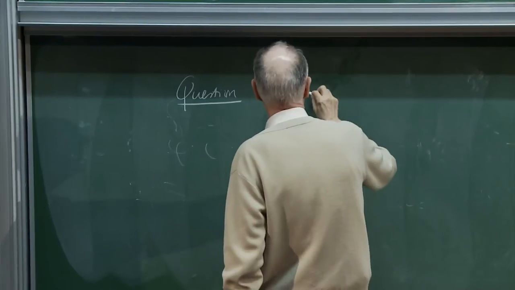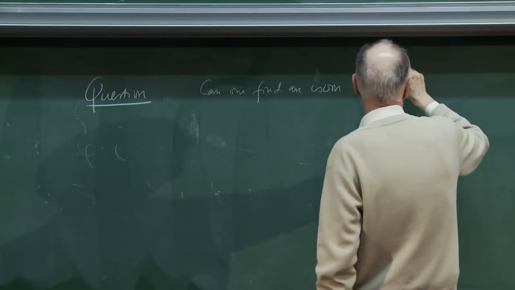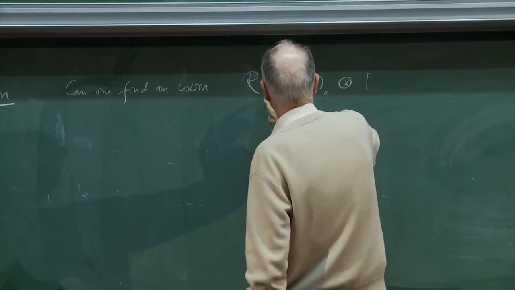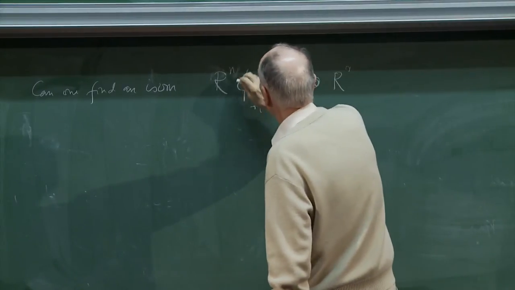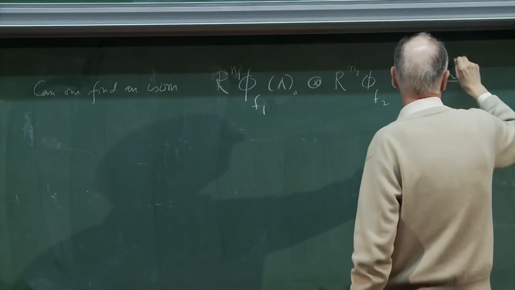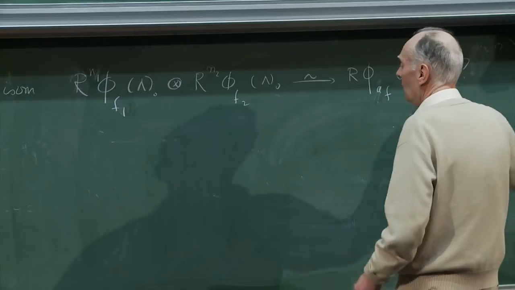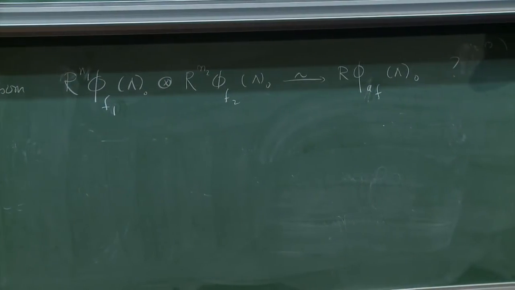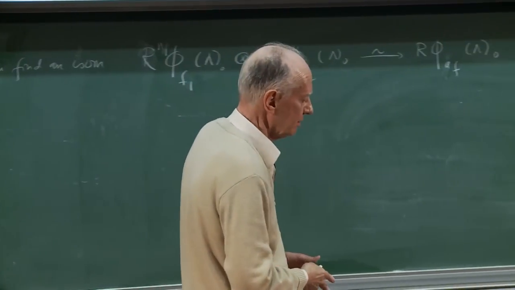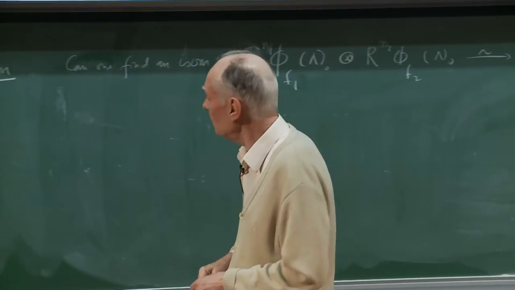So the question is, can one find an isomorphism of the form R^{n_1} Φ F_1 of lambda at zero, tensor R^{n_2} Φ F_2, to R Φ AF at zero, which would have a certain naturality in the sense that if you assume that your situation over K comes by extension of scalars from a situation over a subfield K_0 of K, then this isomorphism should be compatible with the automorphisms of K over K_0.